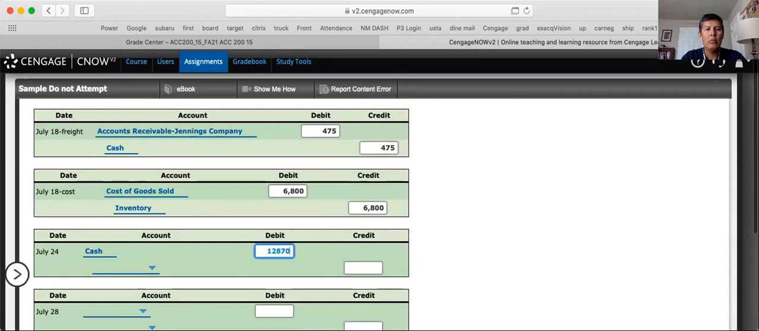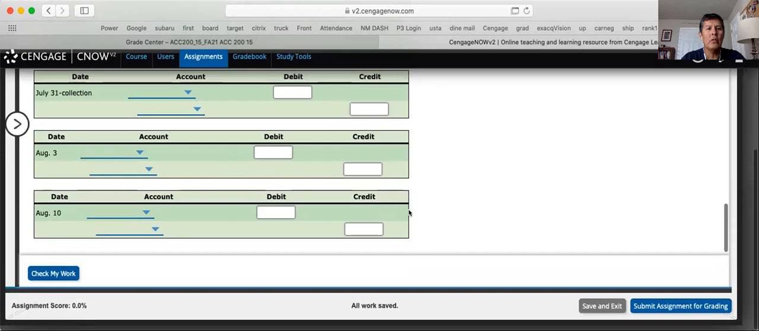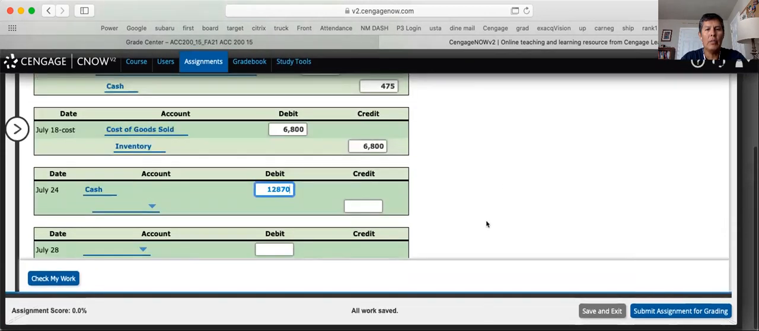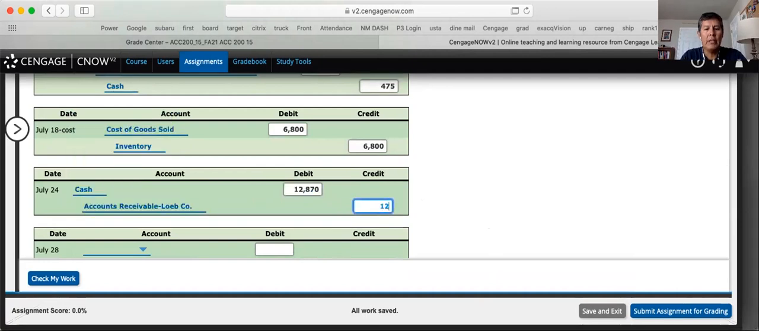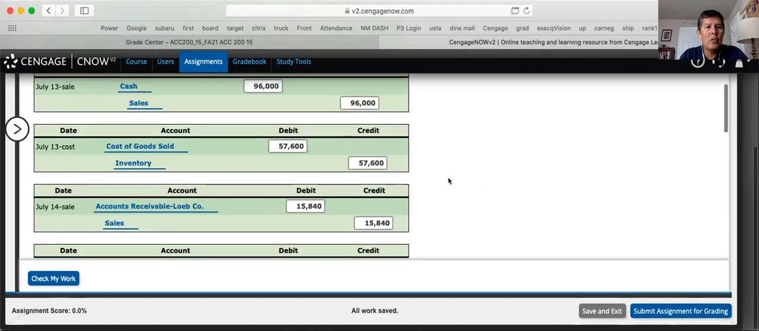If you had T accounts, this would all be in there. Let me see, no, I don't think there are any T accounts. But if you had T accounts, it would be a way to keep track of them. Now we're pulling this off. Now we zeroed out their account because, remember, they settled up. They paid. 12,870.